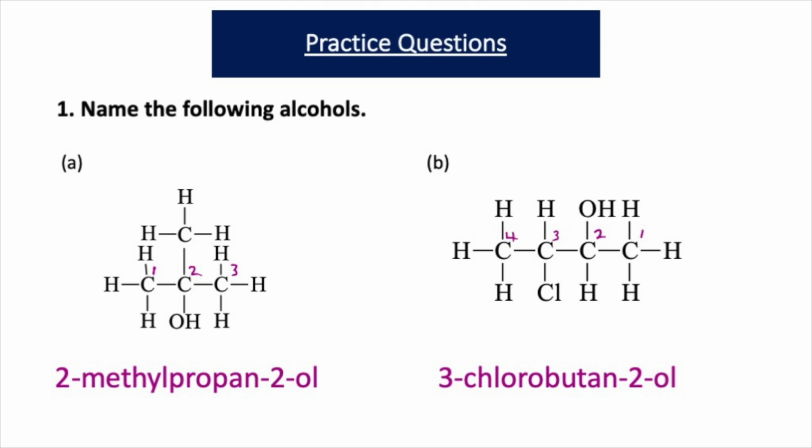Now for question B, the alcohol here is called 3-chlorobutanol because there's 4 carbons in the longest chain that contains the OH group. I number this chain at the end nearest the OH group, so I'm numbering it right to left here. The OH group is on carbon 2, so that's why it's butanol. There is a chlorine on carbon 3, so this alcohol is called 3-chlorobutanol.